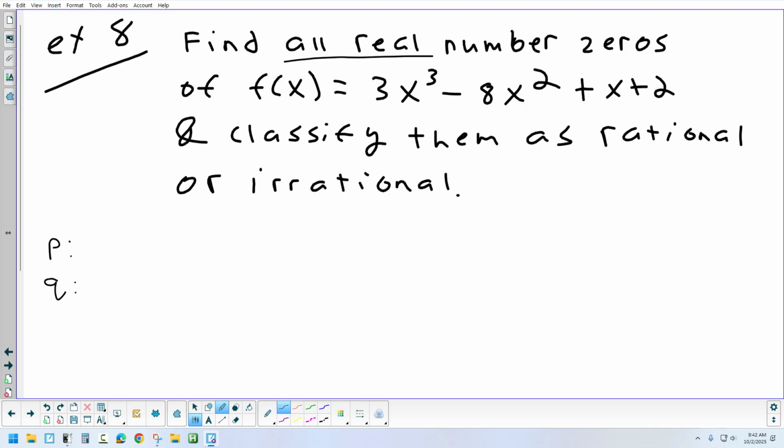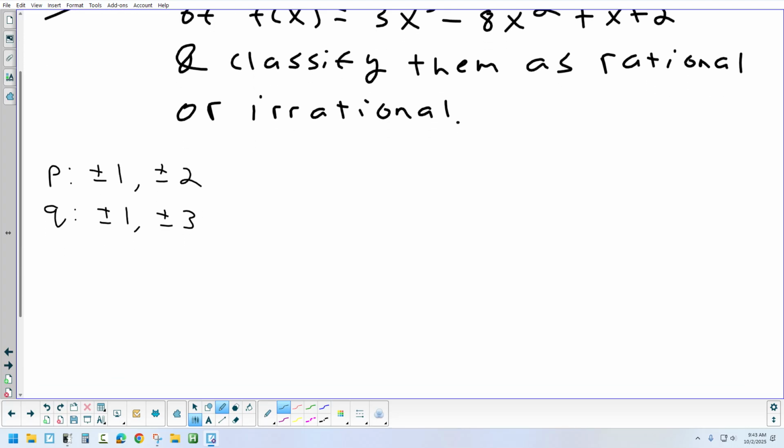Yep. Plus or minus 1 and 2. And what about my q values? Plus or minus 3. So if I write down all the possibilities, I have 1, 1/3, 2, 2/3.